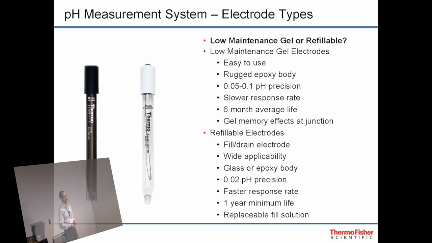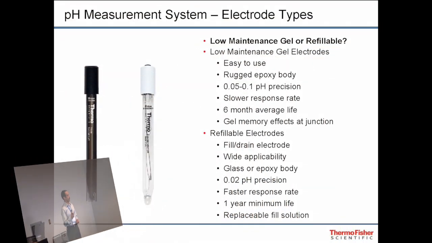It's great for rugged use, it's great for field use, good for a ballpark pH reading, but if you want something reliable to the 100th of a pH, this is probably not the kind of probe you want to get. Also, because it's sealed, you can't refill it, and because you can't refill it, it has a shorter life than a refillable. I've known customers who have had a gel probe for years and swear by it, but the average life is about 6 months if you're using that probe every day, because the ions in that gel come out of the electrode, get consumed, and you can't refill it.